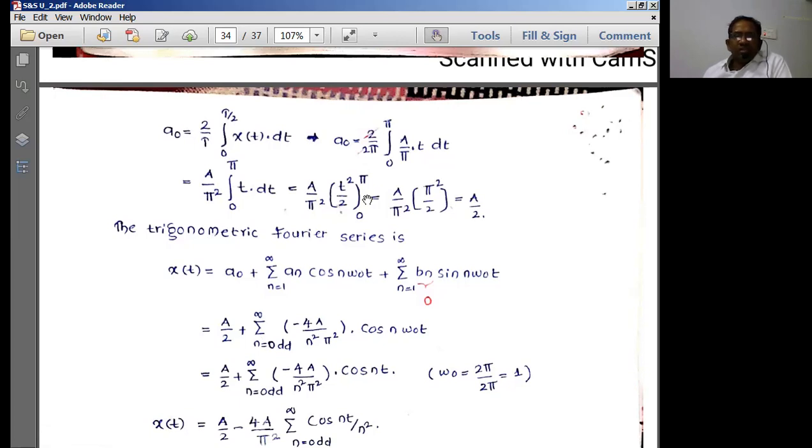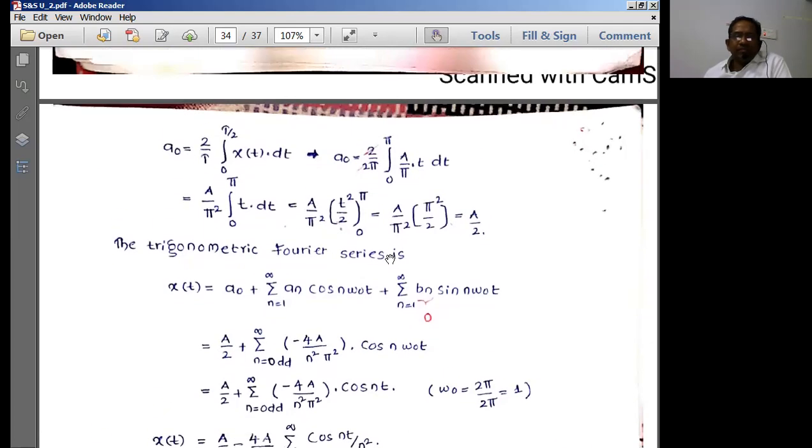Then after this, the rest of the story is the same. x of t is equal to A by pi t. So the integral of t is t square by 2. So finally, we'll be having A by 2. So this is what we normally take.